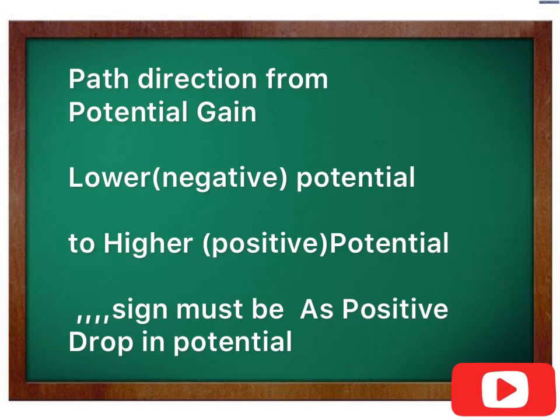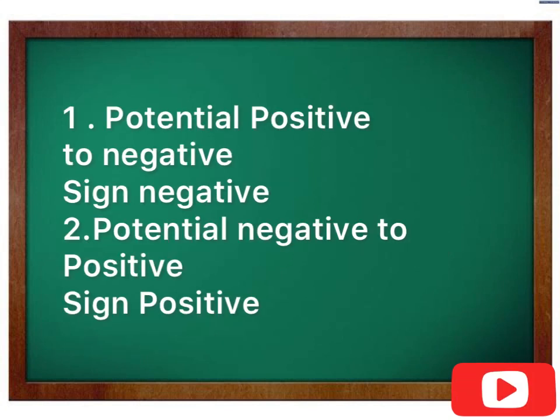And if there is gain in potential, you are going to give the sign for change in potential as positive only. So these two things are very important while solving the numericals. Okay, what is the first thing? If potential is flowing from positive to negative, negative sign you are going to give, and if potential is flowing from negative to positive, positive sign you are going to give.